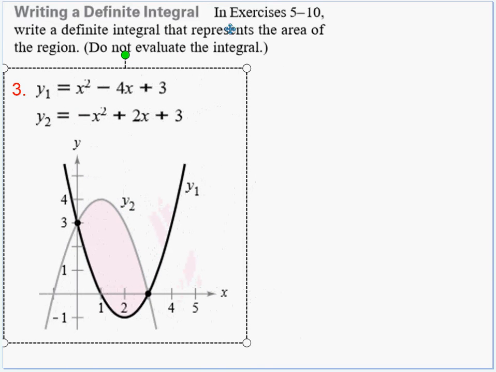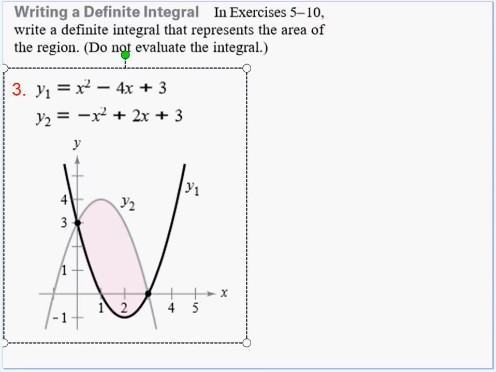Write a definite integral in the following exercises. Write a definite integral that represents the area of the region. Do not evaluate the integral. So if we look here, we got a graph. This one is y2. It's a downward opening parabola, negative x squared. We've got y1, the darker black parabola opening up. And we see the dots where they intersect.